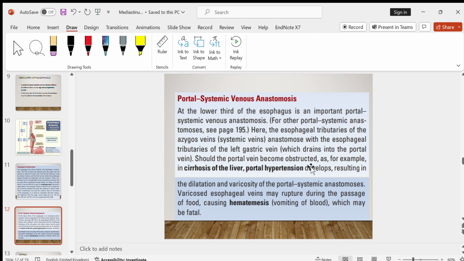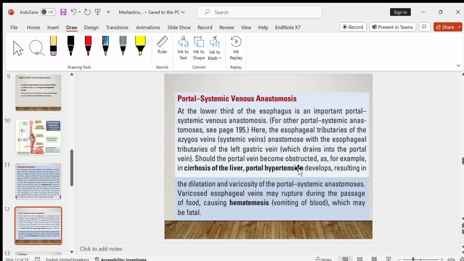The next important clinical point for the esophagus is the portosystemic anastomosis. So what is portosystemic anastomosis? What happens is that at the lower third of the esophagus, the azygous veins, which are the systemic veins, anastomose with the left gastric veins, which are the portal veins.